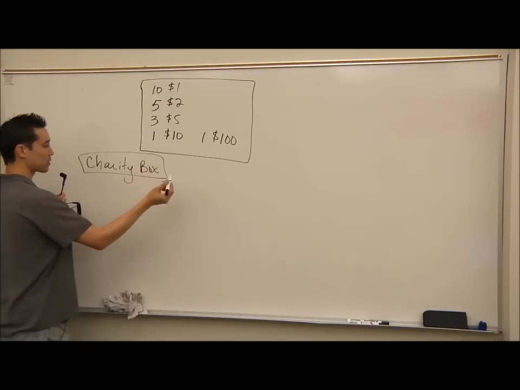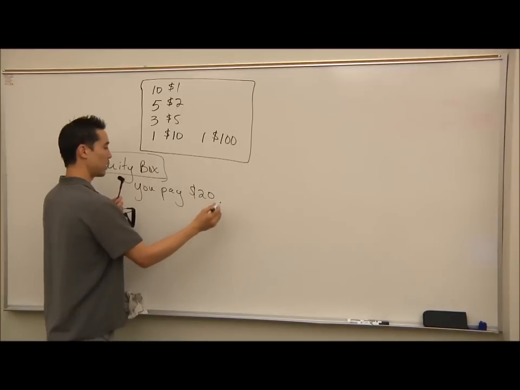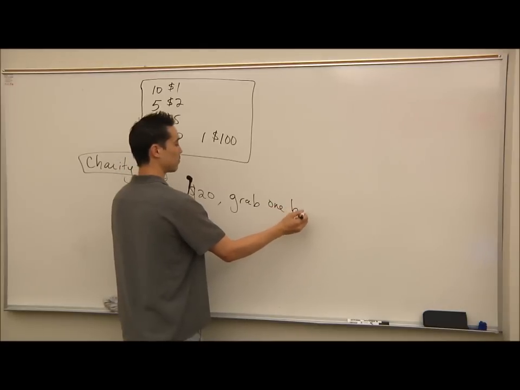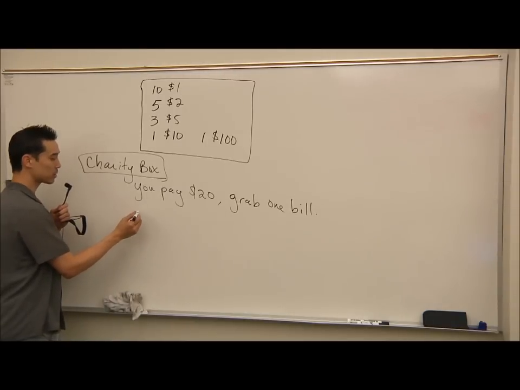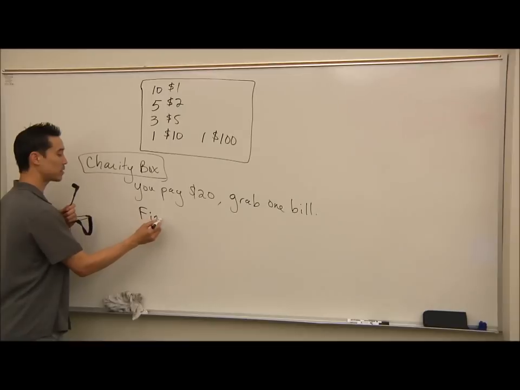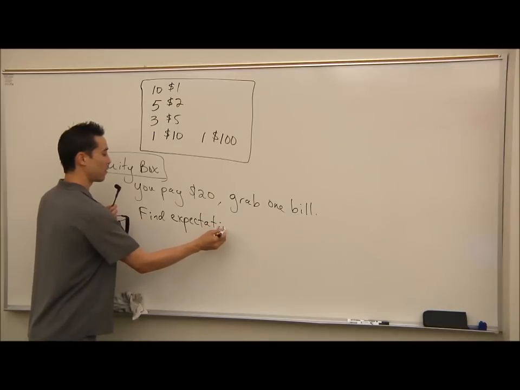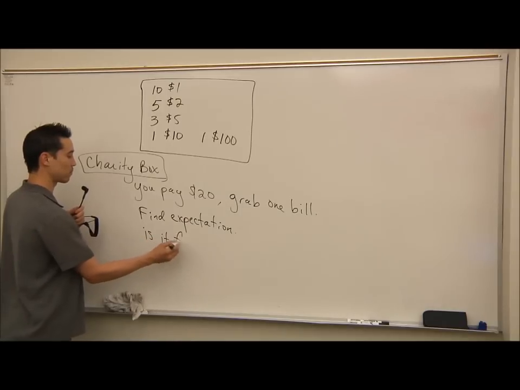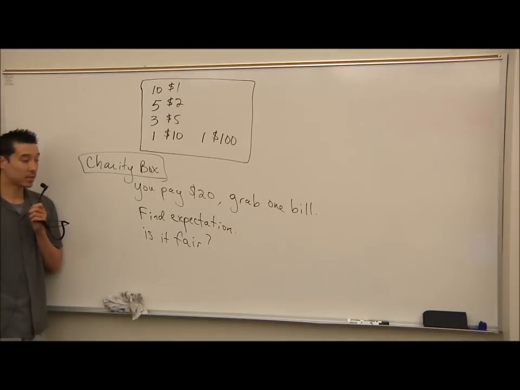All right, here's how it works. You pay $20, and you grab 1 bill. Okay? And then there'll be 2 questions. The first thing I'll ask you to do is find the expectation of the game. And the second question will be, is it fair? Okay? So find the expectation.